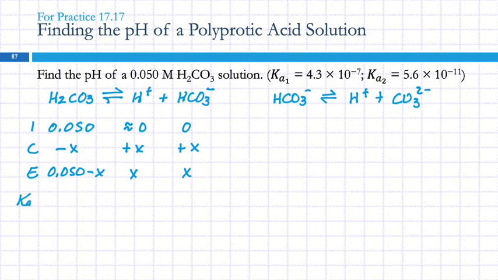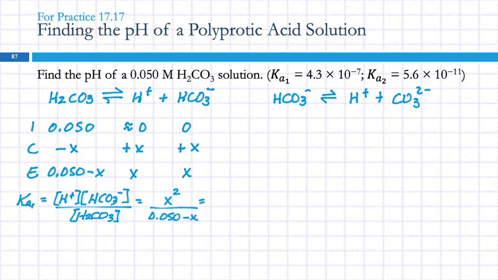So Ka1 is the hydrogen ion concentration times hydrogen carbonate ion concentration divided by the carbonic acid concentration. So we have x times x divided by the quantity 0.050 minus x, and they tell us that that is equal to 4.3 times 10 to the minus 7.